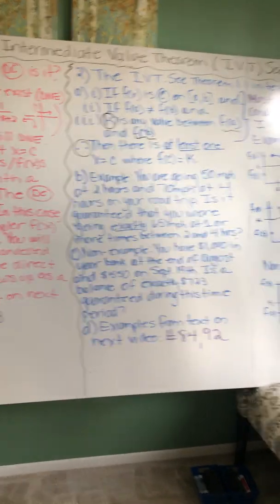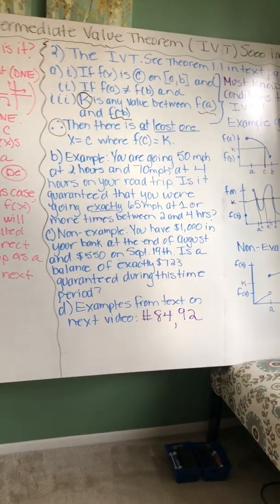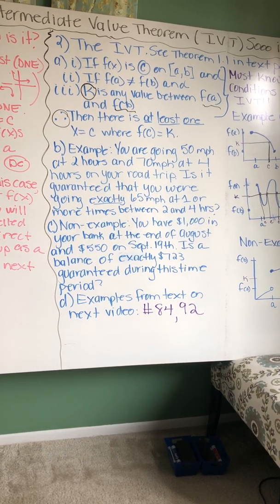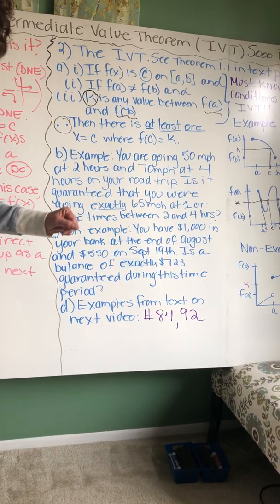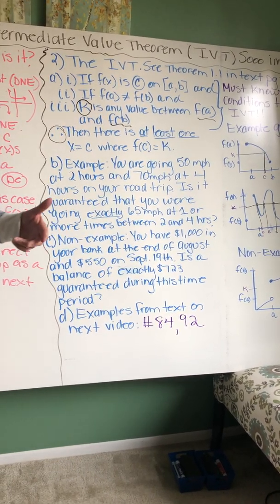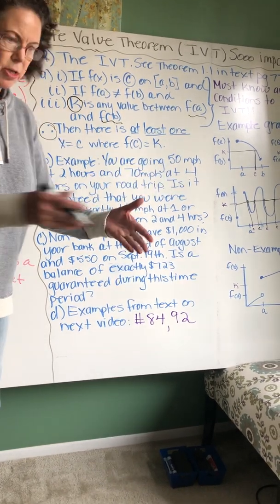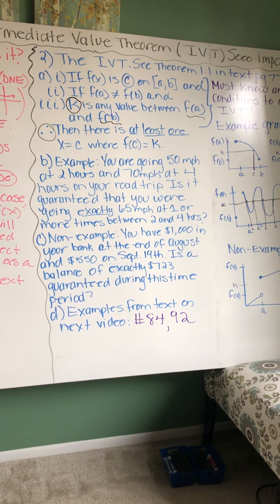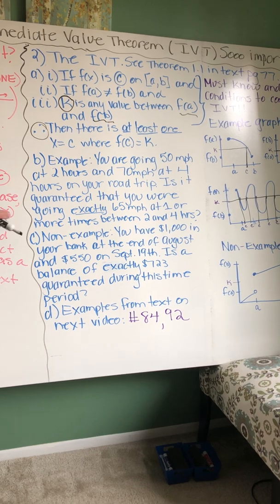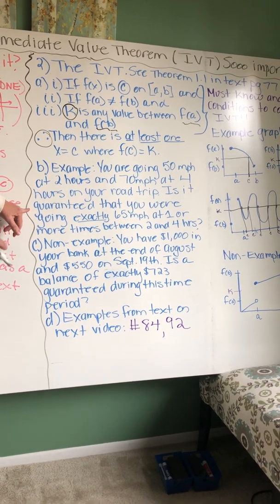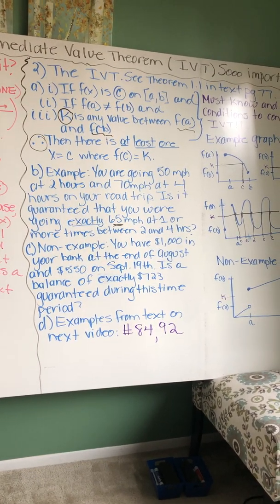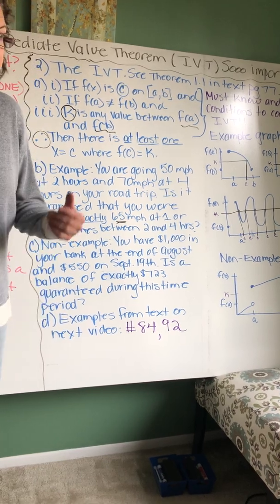Now, what does this look like in the real world? Why does this have to be true? Think about this. Here's a real world example. You are going 50 miles an hour at 2 hours on a trip and 70 miles an hour at 4 hours on your road trip. So you're on a road trip, at 2 hours you notice you're going exactly 50 miles an hour. Okay? 4 hours into your trip, you see you're going exactly 70 miles per hour. Is it guaranteed that you were going exactly 65 miles an hour one or more times between 2 and 4 hours? Yes, it is.